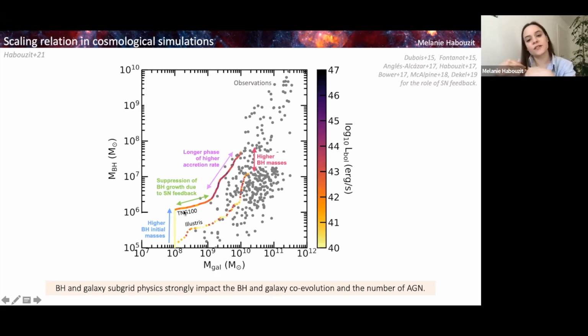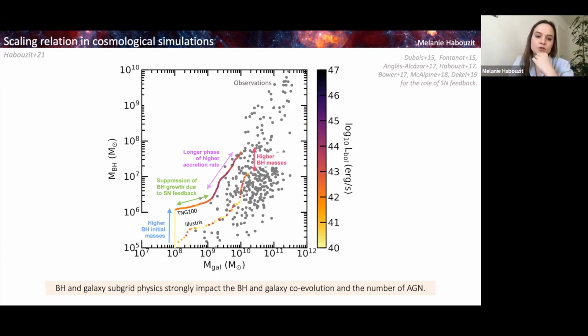But in TNG, they start with one order of magnitude more massive seeds. So we start from 10^6 here. And while the Illustris black holes are able to accrete in the low-mass galaxies, you see that in TNG there is this plateau, and this is due to the modeling of supernova feedback. The modeling is stronger in TNG, so the black hole is not able to accrete gas, so you have this plateau. While in Illustris, it's a weaker supernova feedback, so the black holes can actually accrete in those galaxies.